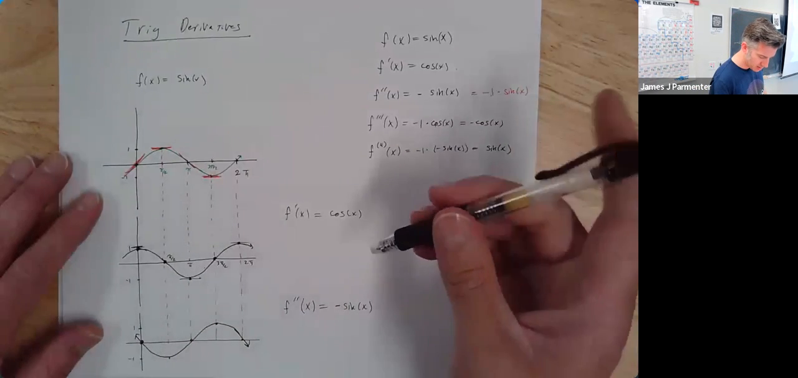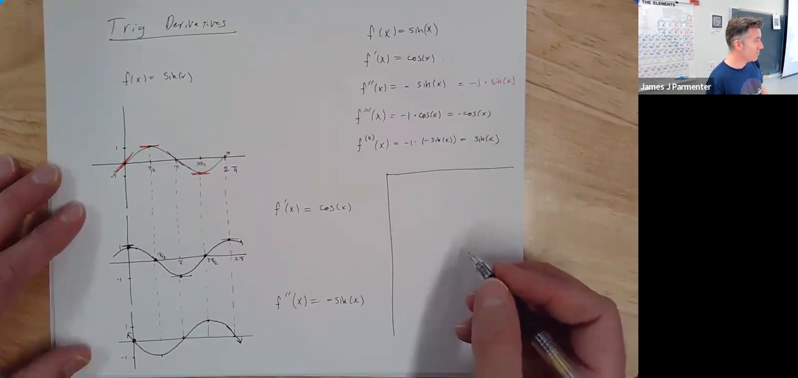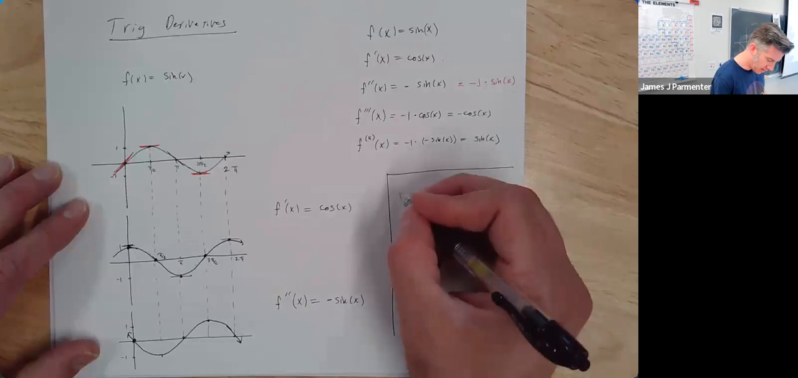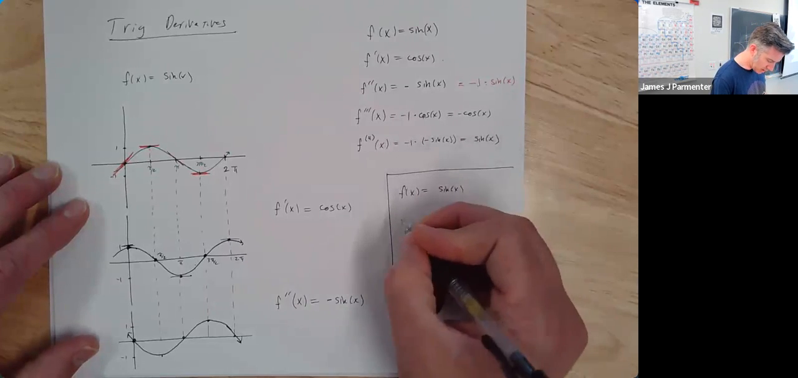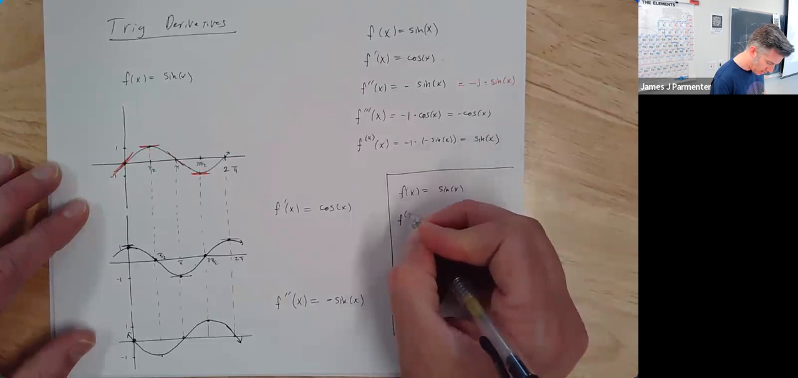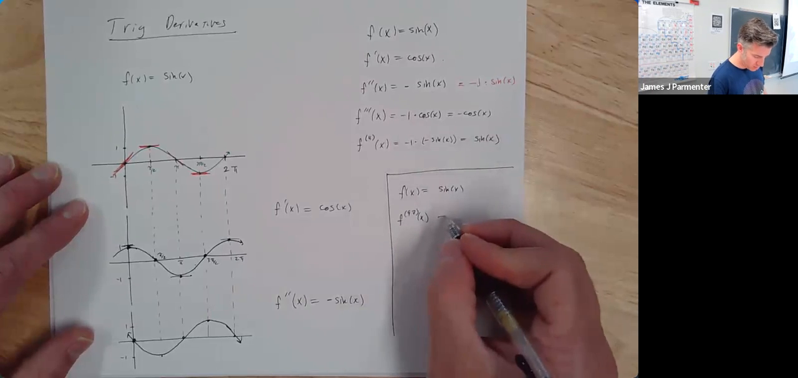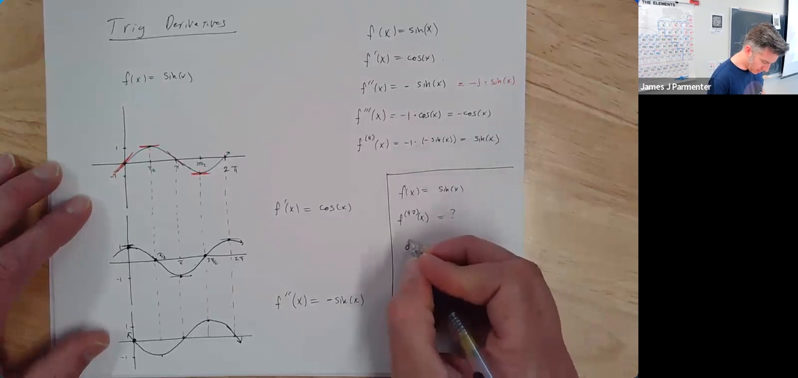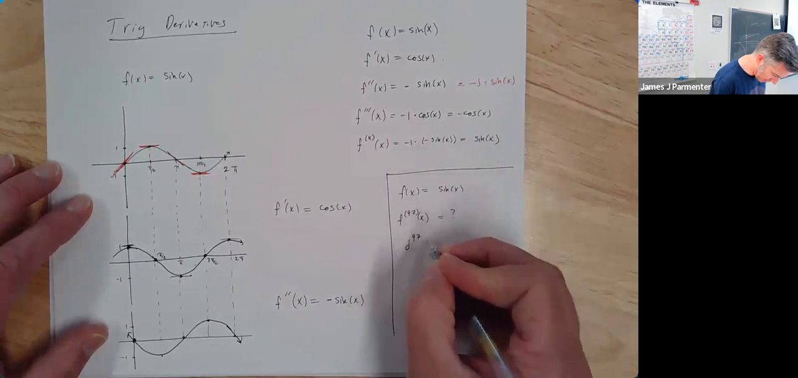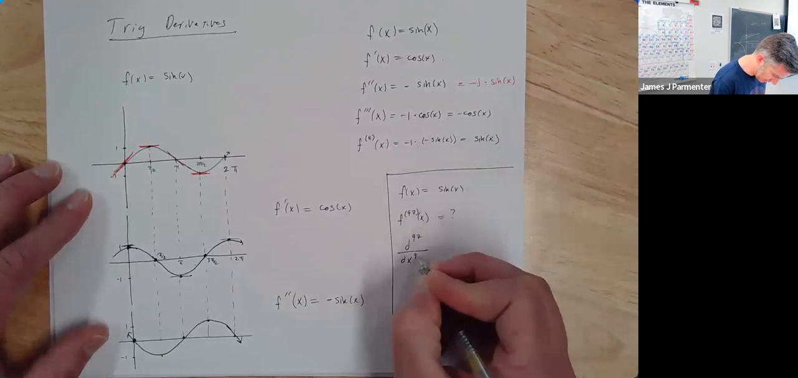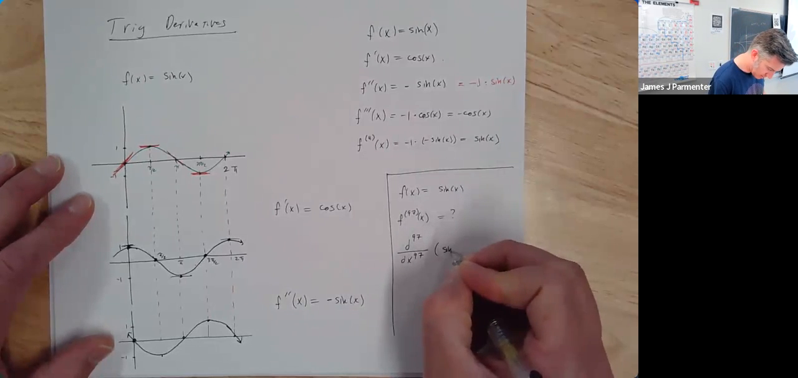So sometimes some people will ask you some funky question. I could say: if f of x is equal to sine of x, what is, say, I don't know, the 97th derivative? Or if you prefer, you could write d^97/dx^97. That means the 97th derivative of sine of x.